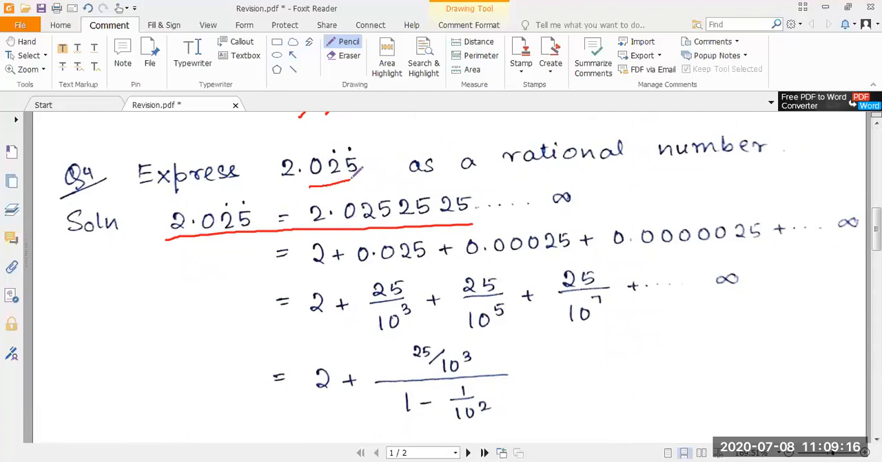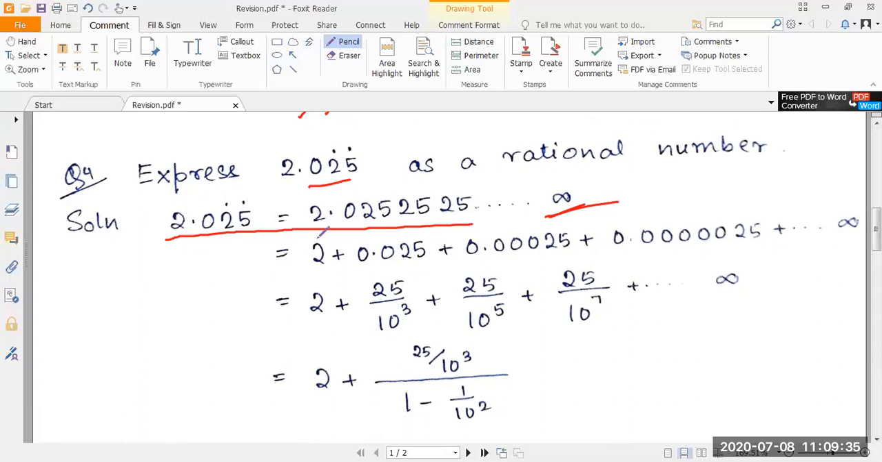So this is a recurring number. 2.02525252525, and it goes on till infinity. Now you might be wondering, why am I doing this sum in an arithmetic progression and geometric progression sum? You will find out that this is essentially an expression of an infinite geometric progression sum, because this goes on to infinity.